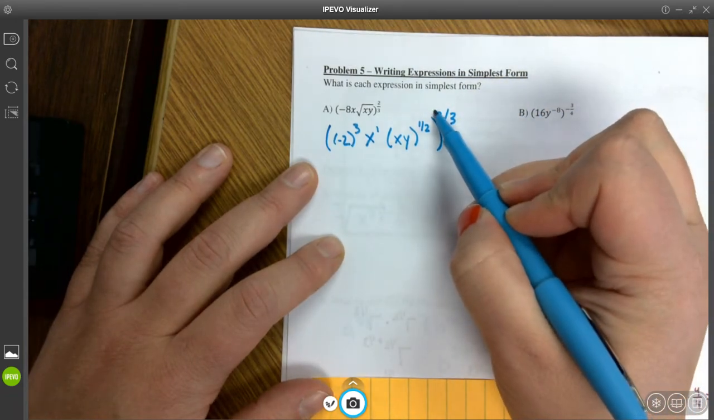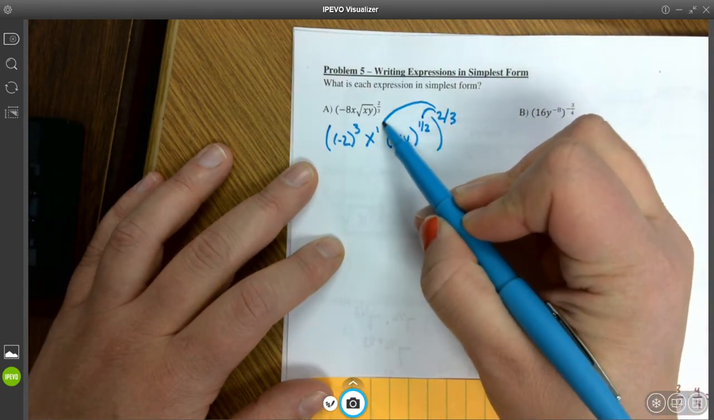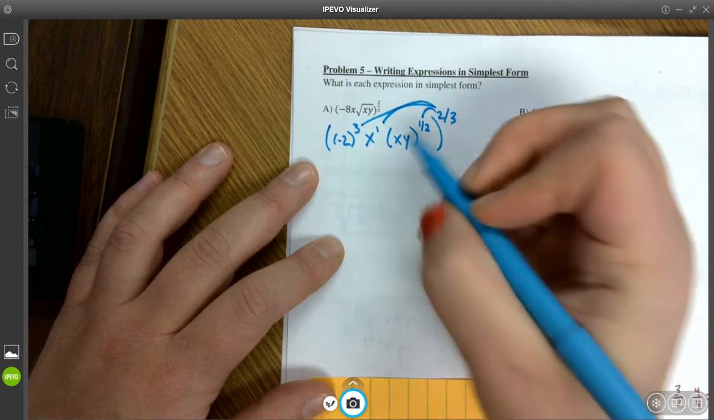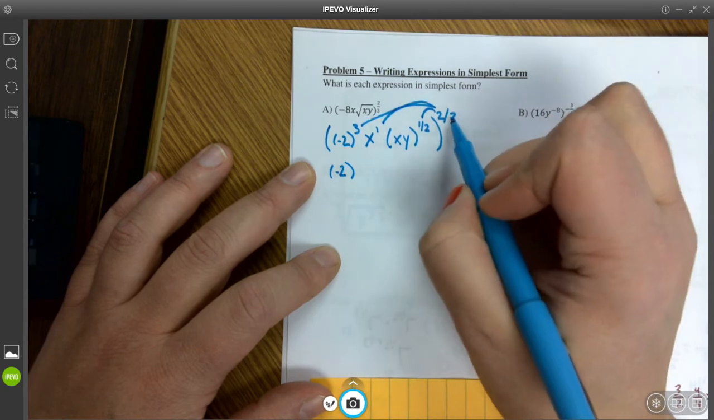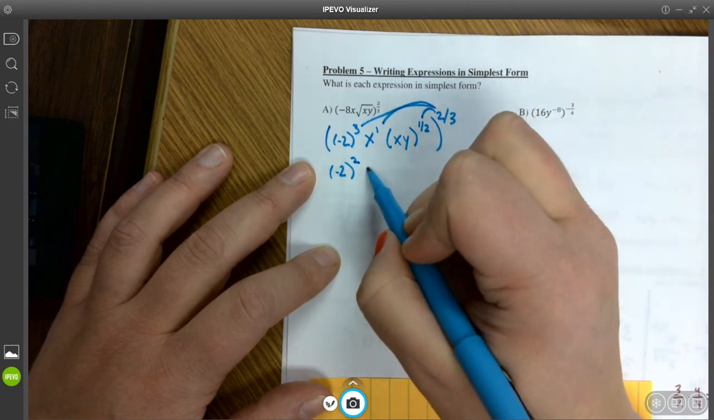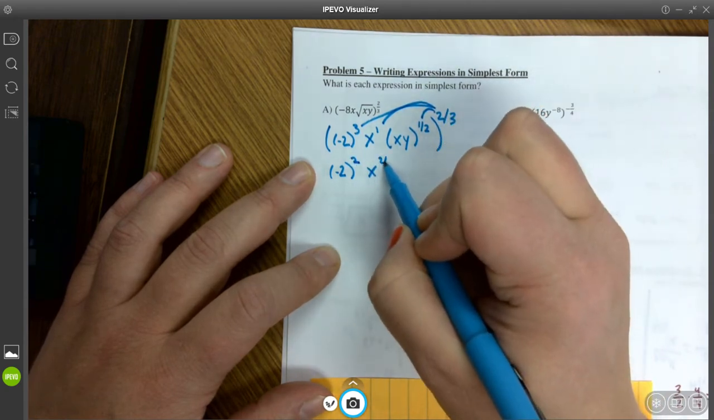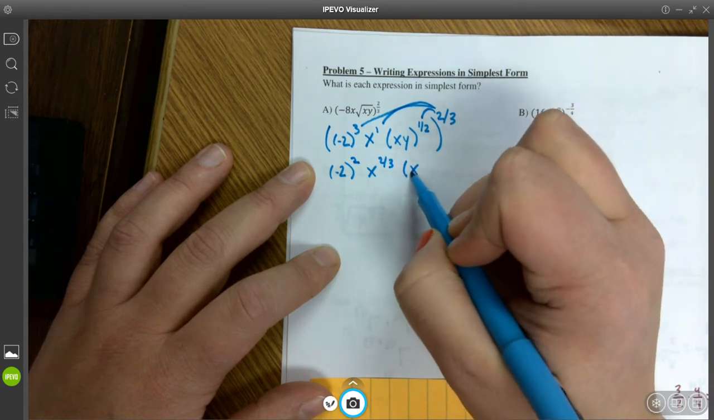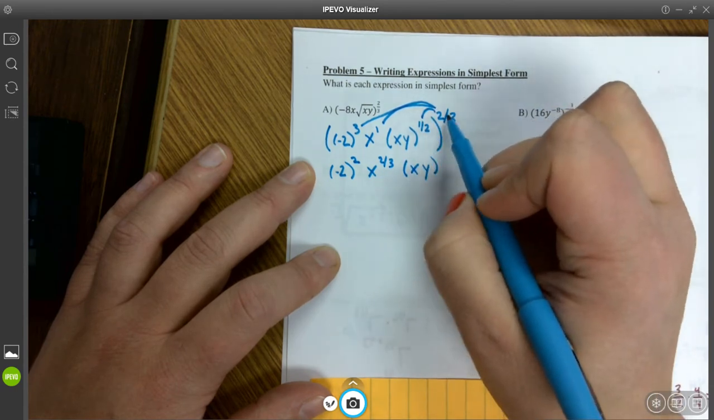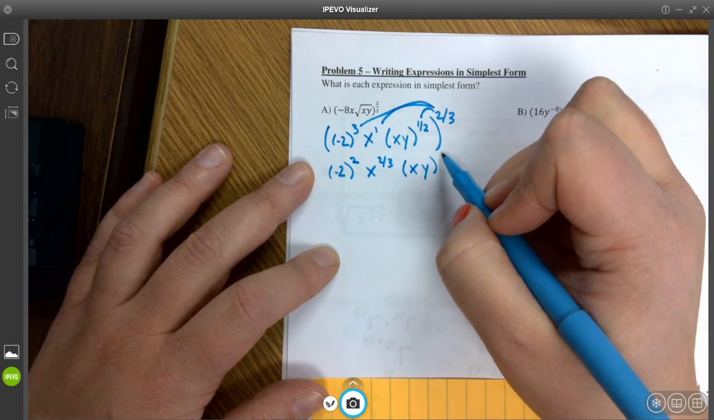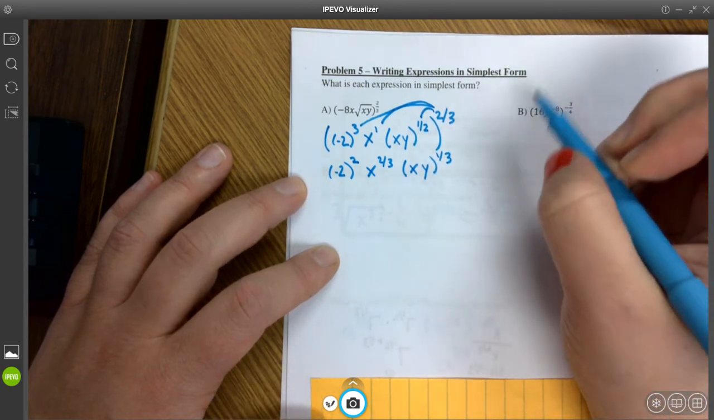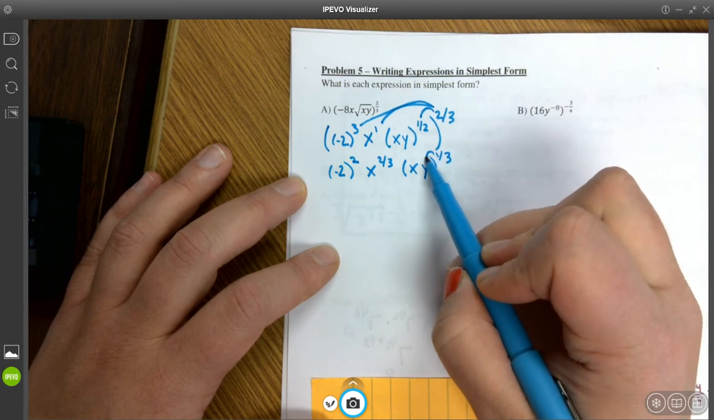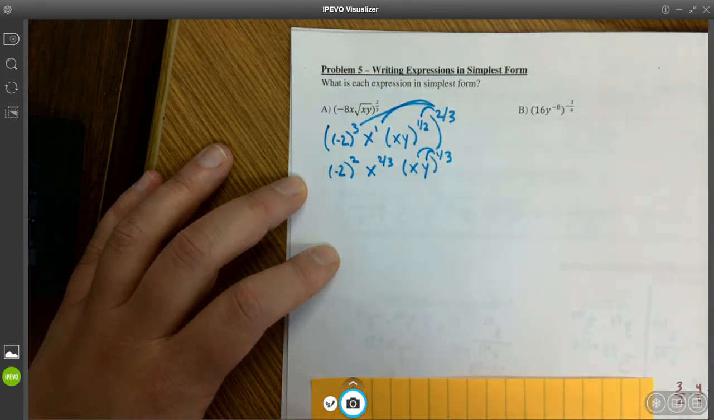So let's just take it one step at a time. So I'm going to bring it here, here, here. So this first one becomes negative 2. 3 times 2/3 is 2. 1 times 2/3 is 2/3. This is still in parentheses. 1/2 times 2/3 is 1/3. Now I'm going to bring this 1/3 to this y and to this x.